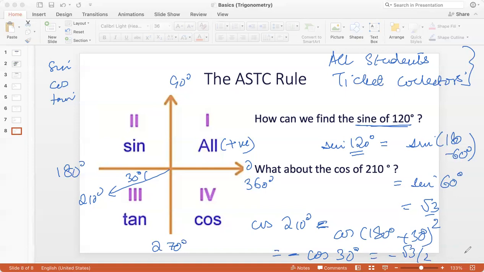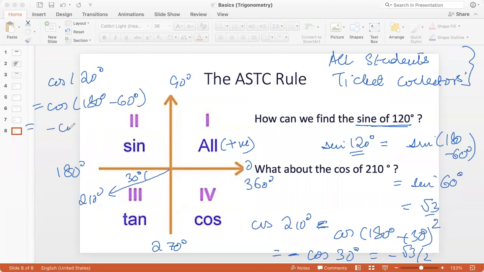So the ASTC rule was not tested earlier, but in a recent administration, they asked the value of cos 120, right? They drew a graph and they asked you the value of cos 120. Let me just draw it here. So you had to know the ASTC rule to solve that. So cos 120 is basically cos of 180 minus 60. And that would be negative cos 60 because in the second quadrant, cos is negative. So that's minus half, right? Minus 1 by 2 because cos 60 is 1 by 2.